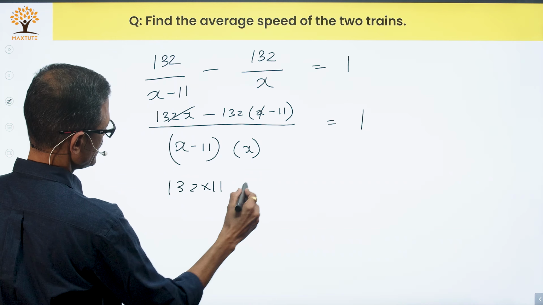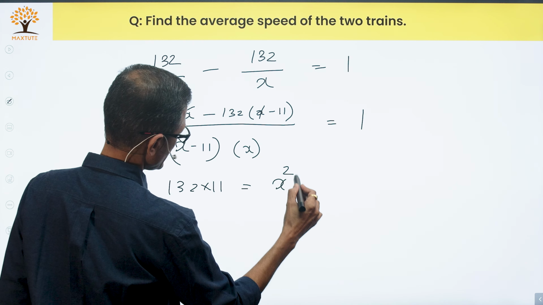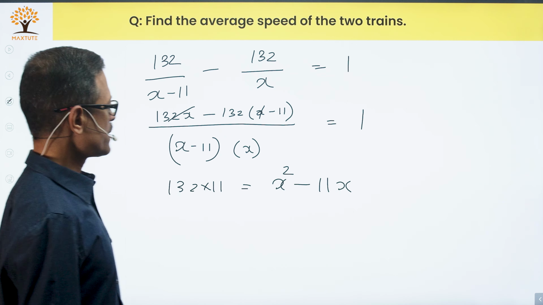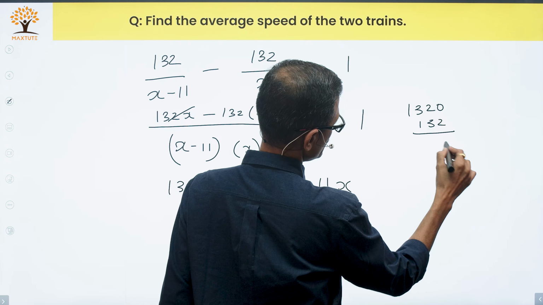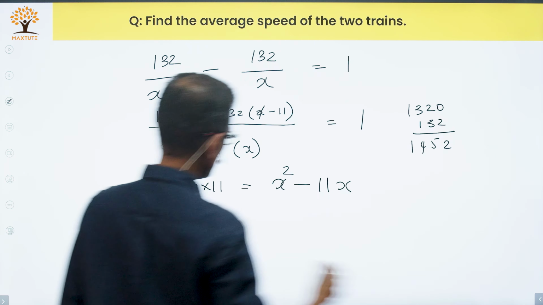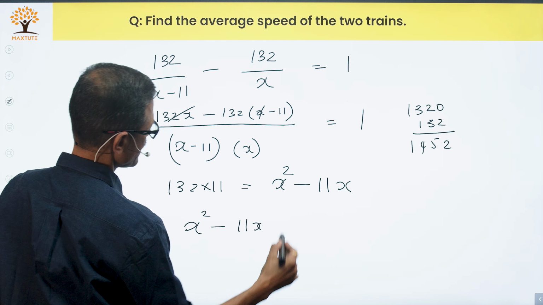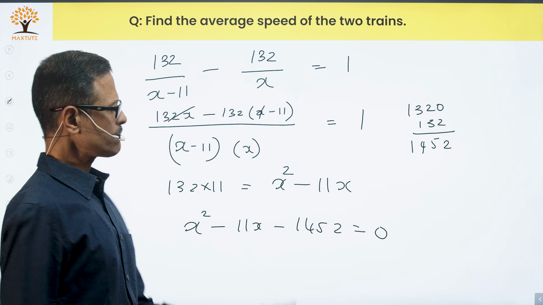132 into 11 is equal to, cross multiply, x into x minus 11. Expand it as we cross multiply. X square minus 11x is what we have. 132 into 11 is 1452. So take this to the other side. We'll get a quadratic equation. X square minus 11x minus 1452 is equal to 0.